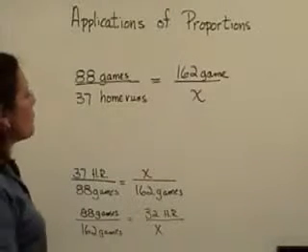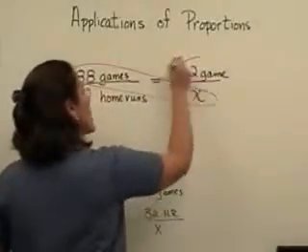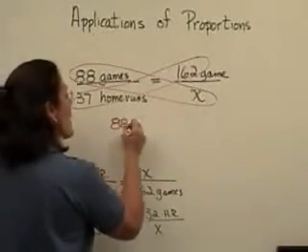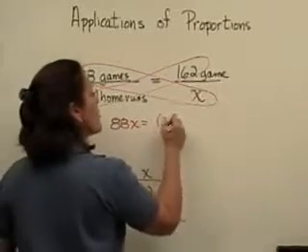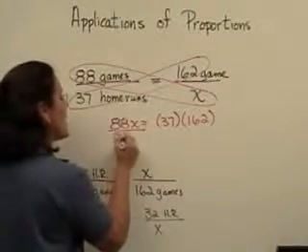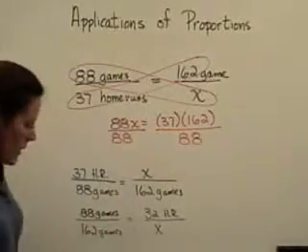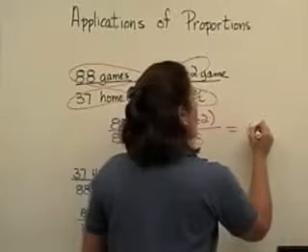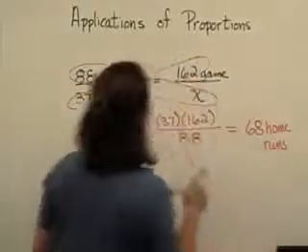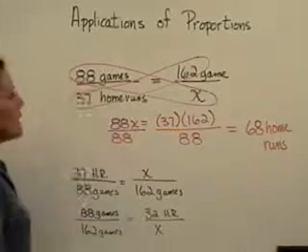And please remember that when you solve a proportion, one of the things that we've said is that you would set the cross products equal to one another, forget about the words that are associated to this now. Here we'll have 88 times x equals 37 times 162. And what we're going to do now is divide both sides by 88 in order to solve for x. And when we do that, we find out that Mark McGwire would possibly hit 68 home runs in a 162-game season if he continued on with his pattern of 37 in 88 games.